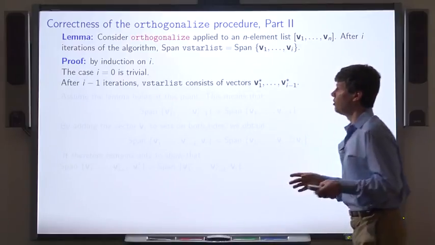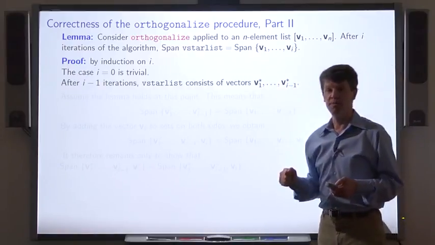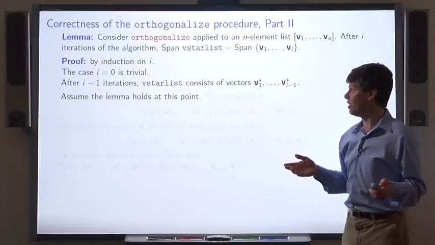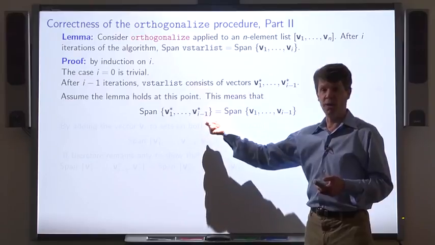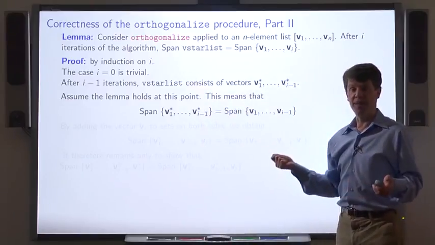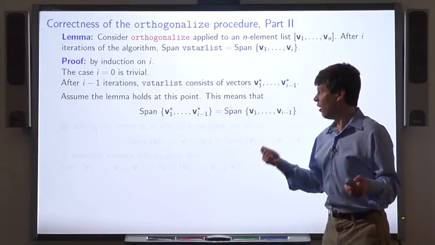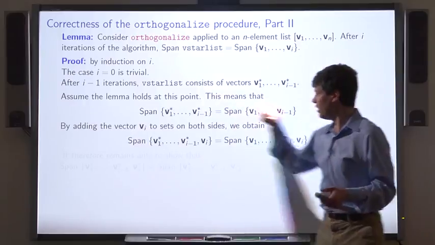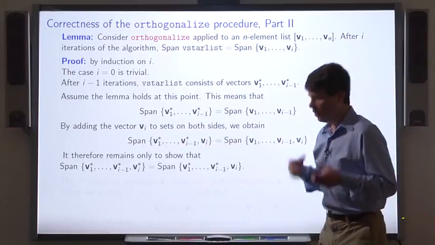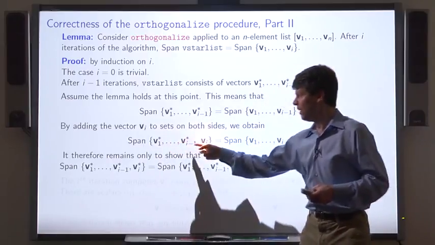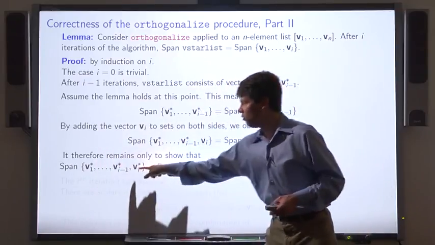After i minus 1 iterations, vstar-list consists of the vectors v1* through v(i-1)*. Now, assume the lemma holds at this point. That means that the span of these vectors, v1* through v(i-1)*, equals the span of the first i minus 1 vectors in v-list, v1 through v(i-1). Now we take the vector vi, we insert it into both of these sets. Well, the span of this set is still equal to the span of this set. So what we need to show is that the span of v1* through v(i-1)* together with vi equals the span of v1* through vi*.